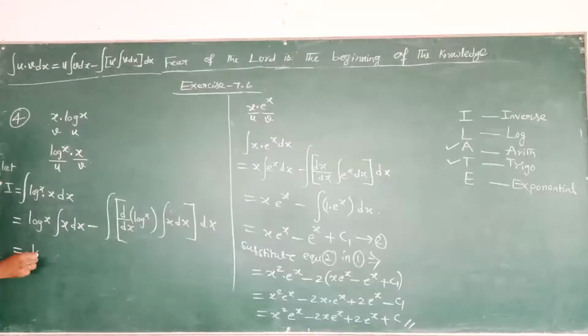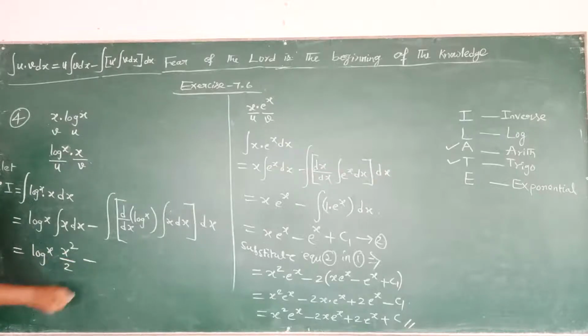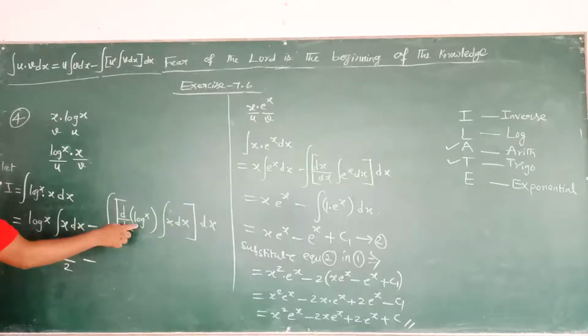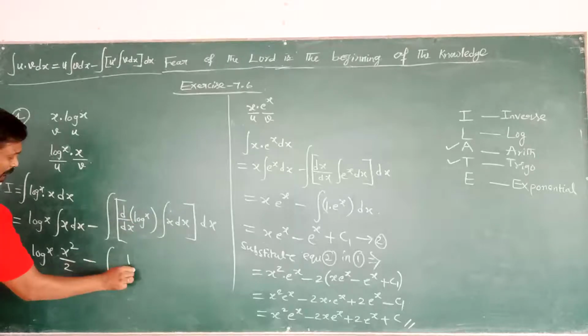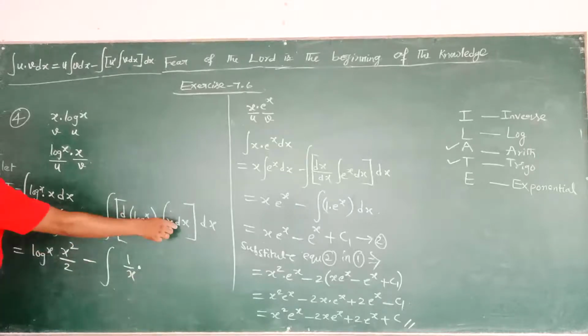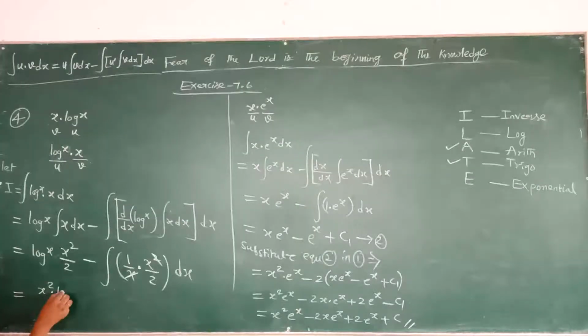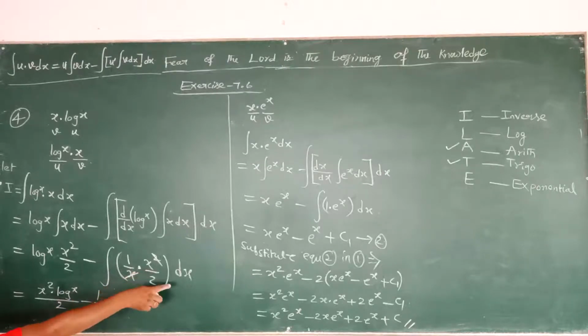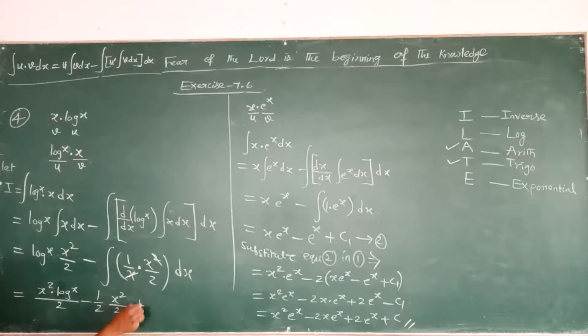Let's simplify this. So log x, integral of x dx means x square upon 2, minus. And now d by dx of log x is nothing but 1 upon x, so that is log x into x square upon 2 minus 1 upon 2 as a constant. The integral of x dx is nothing but x square upon 2 plus c. So what is the final answer? Taking half common, the right answer is x square into log x minus x square upon 2 plus c. Finished, your final answer.